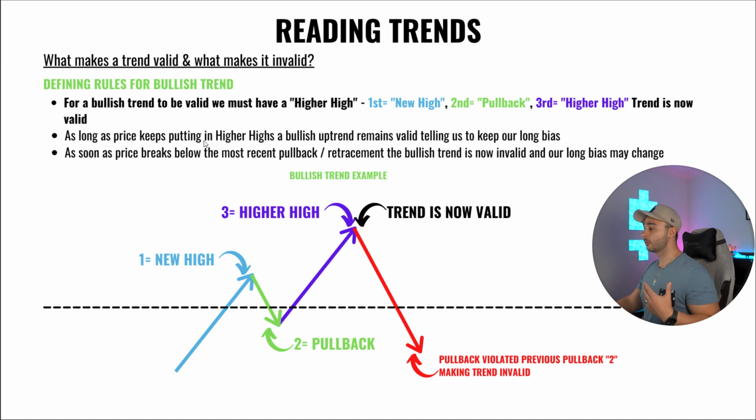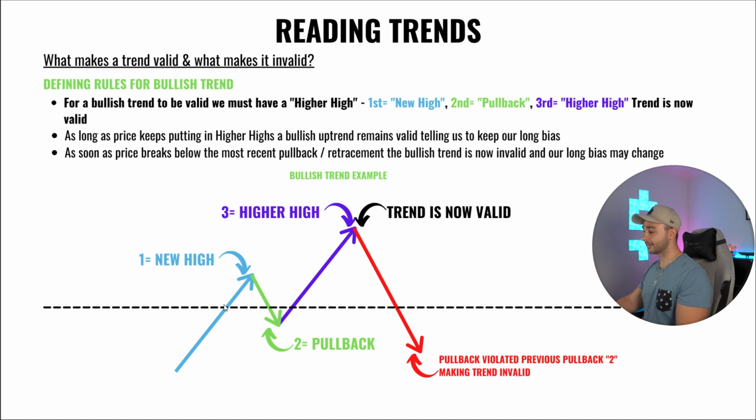As long as price keeps moving, putting in higher highs, a bullish uptrend remains valid, telling us to keep our long bias. As soon as price breaks below the most recent pullback retracement, the bullish trend is now invalid and our long bias may change.